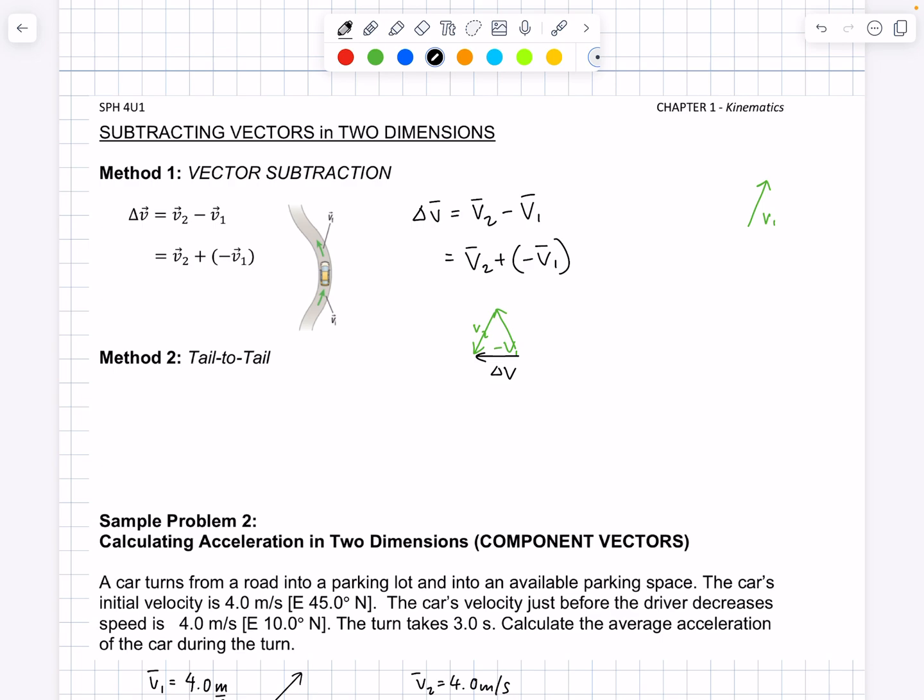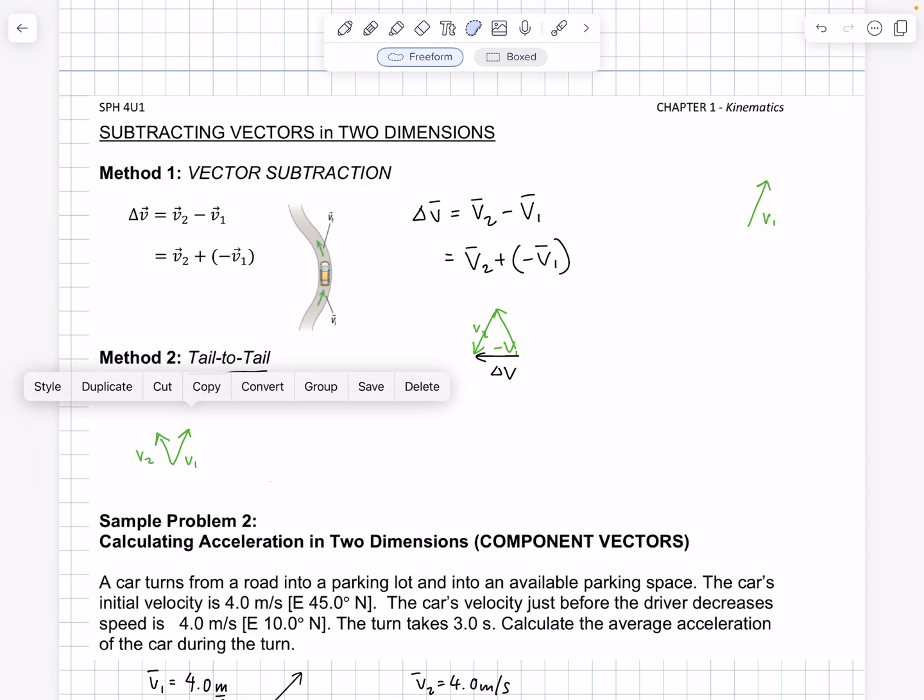Now there's a second way to do it, and that way is called tail to tail. Instead of taking the vectors and flipping their direction, we can simply place them tail to tail. So let's do this again. v1 and v2. We can take these two vectors and place them, instead of tail to tip, tail to tail.